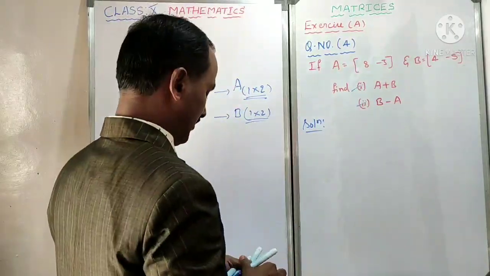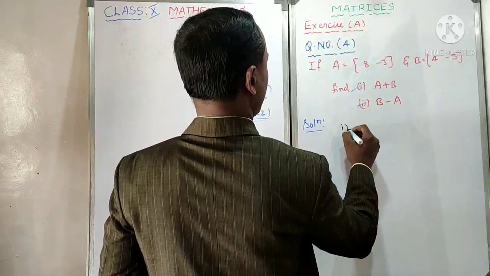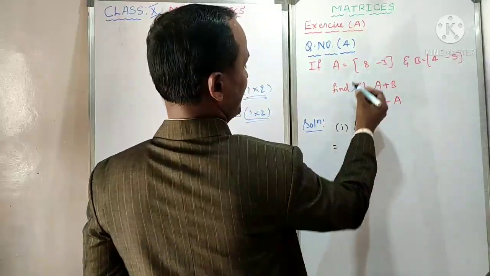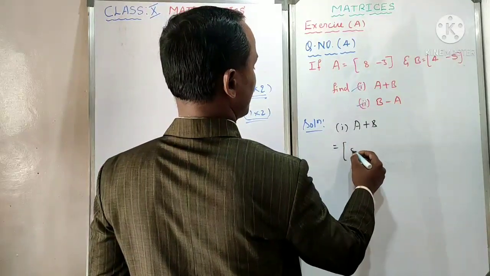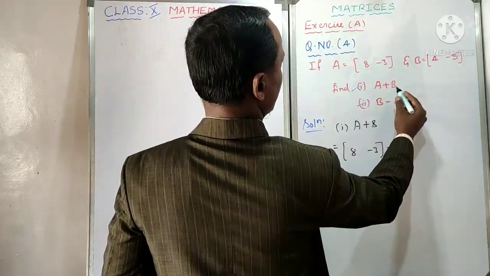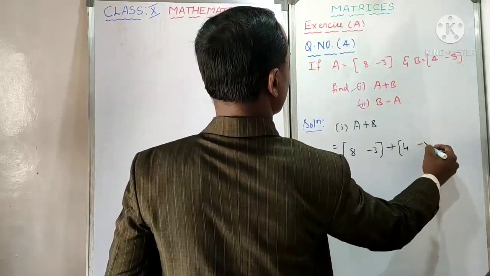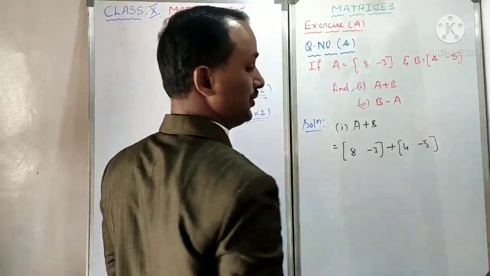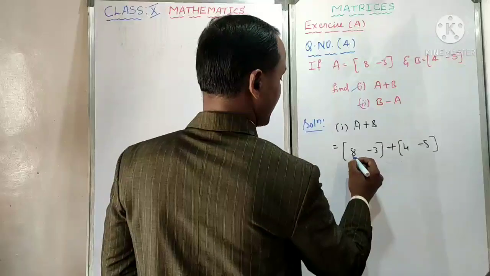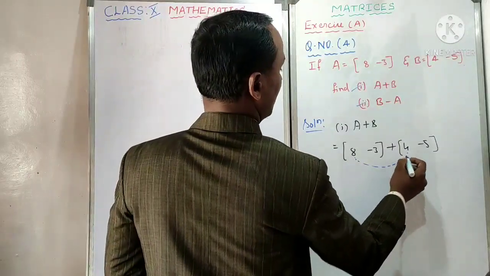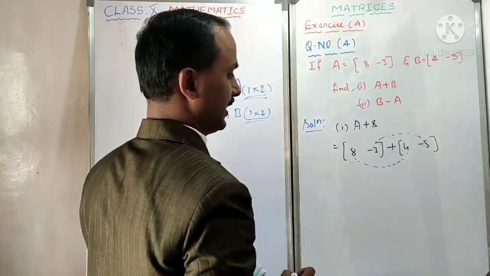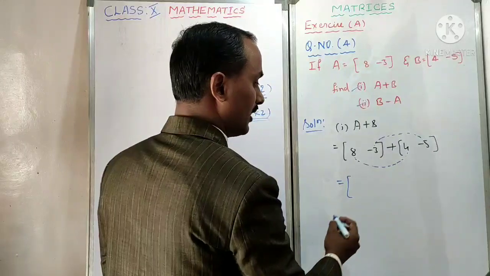Look here. Case number 1. Case 1: Find A plus B. Solution: A matrix I will write. In the place of A, I will write the A matrix, 8 minus 3. Give the space. Plus the B matrix elements, 4 minus 5. Now what I am doing, you know that addition means I will do the simplification on respective elements. 8 addition with 4, 3 minus 3 addition with minus 5. Is equal to, use the rectangular box.